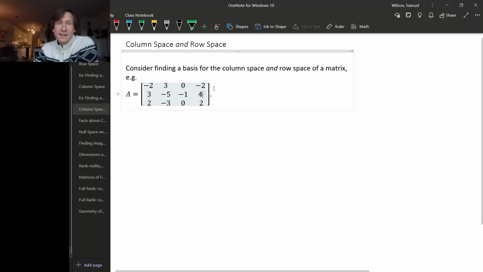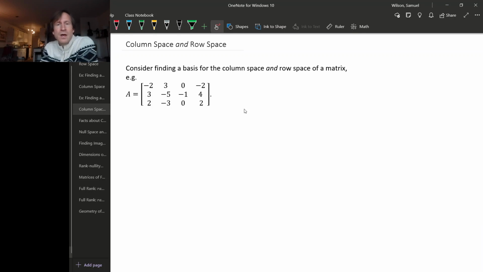Let's think about finding the row space and column space of a matrix, or a basis for the row space and column space of a matrix. Well, we've seen that if we want to find a basis for the row space, we can do that by doing row operations. And if we want to find a basis for the column space, then we can do that by doing column operations.